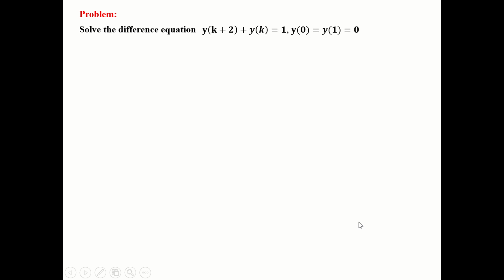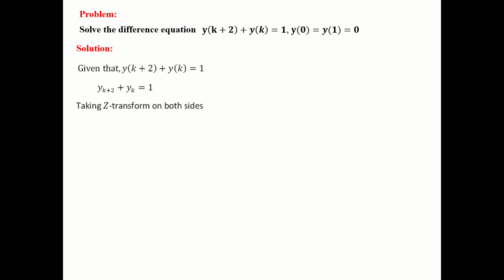Solve the difference equation y(k+2) + y(k) = 1. Initial conditions are y(0) = y(1) = 0. Given that y(k+2) + y(k) = 1, we are writing it in the standard form, so y(k+2) + y(k) = 1. That is the same, but for our convenience we are writing it this way.